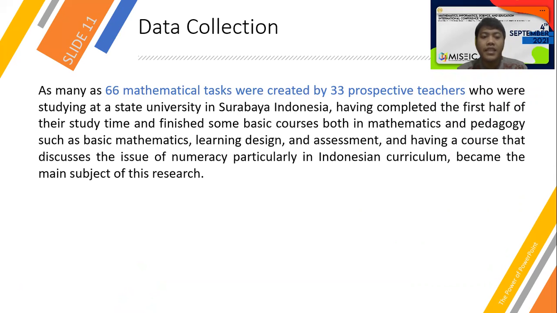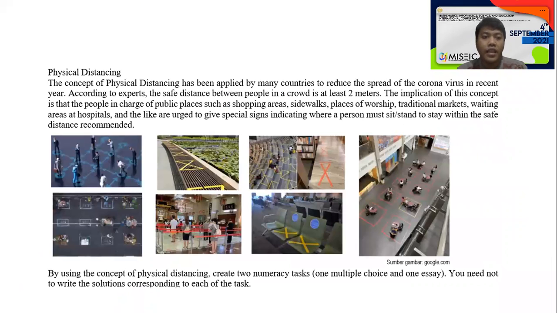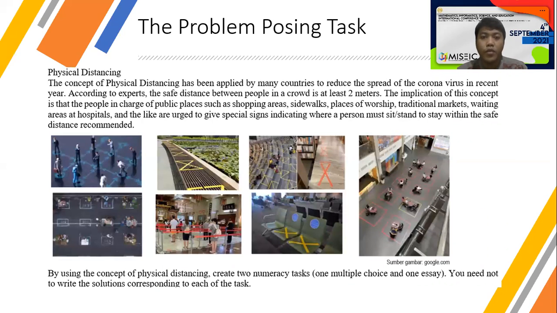For the research methods, as many as 66 mathematical tasks were created by 33 prospective teachers, meaning that every prospective teacher created 2 new mathematical tasks. They were involved to pose numeracy tasks using physical distancing context. This is the instrument, or the problem posing task, that asks student teachers to design some numeracy tasks.